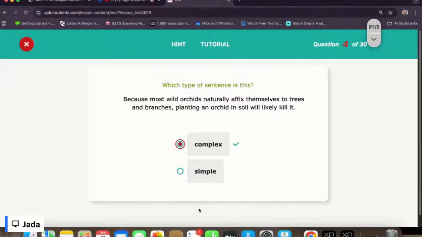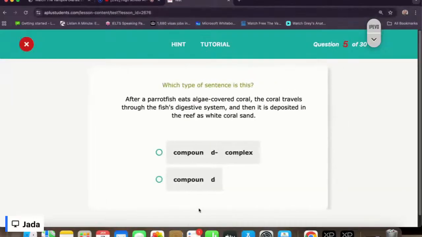So we have what here? Complex. So: After a parrotfish eats algae-covered coral, the coral travels through the fish's digestive system and then it is deposited in the reef as white coral sand, first to second.